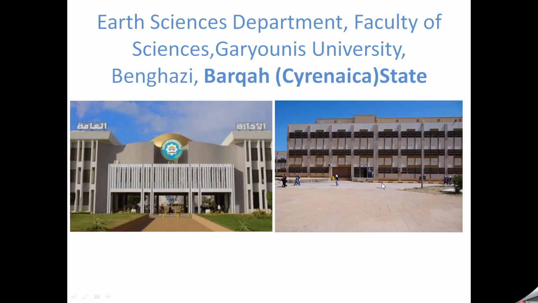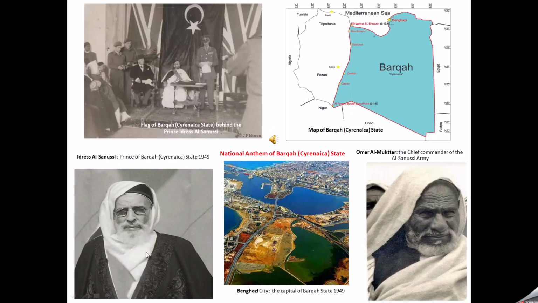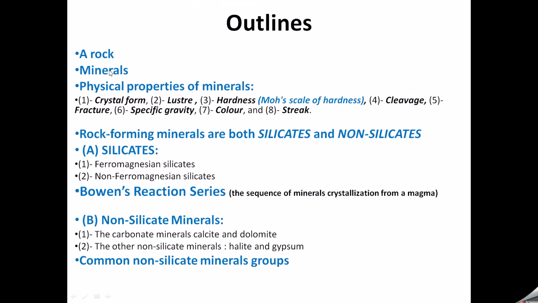This is the Department of Earth Sciences, Yunus University, and this is the main entrance of Yunus University. Here's the Prince Idris Senussi, the Prince of Cyrenaica State. And here's the flag of Cyrenaica State behind the Prince Idris, Prince of Barga. This is the capital of Cyrenaica, Benghazi. This is the chief commander of the Senussi Army, Omar al-Mukhtar, and this is the map of Barga State or Cyrenaica State. The outlines.